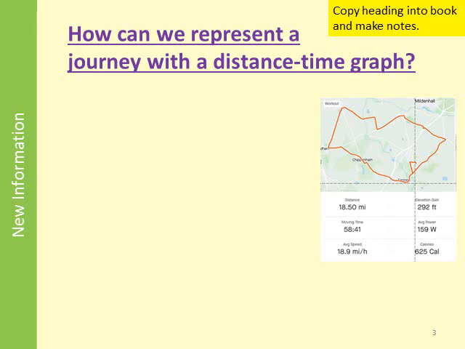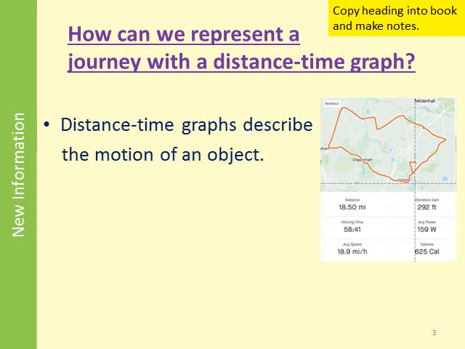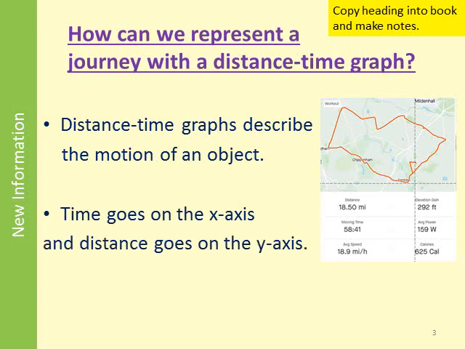So, how can we represent a journey with a distance time graph? This image here is from an app like Map My Ride showing a cycle journey. You've got the distance here, the time taken, and then the average speed by dividing the total distance by the total time. When you're drawing your graphs, you use them to describe the motion of an object. So the time goes along the x-axis and the distance along the y-axis.